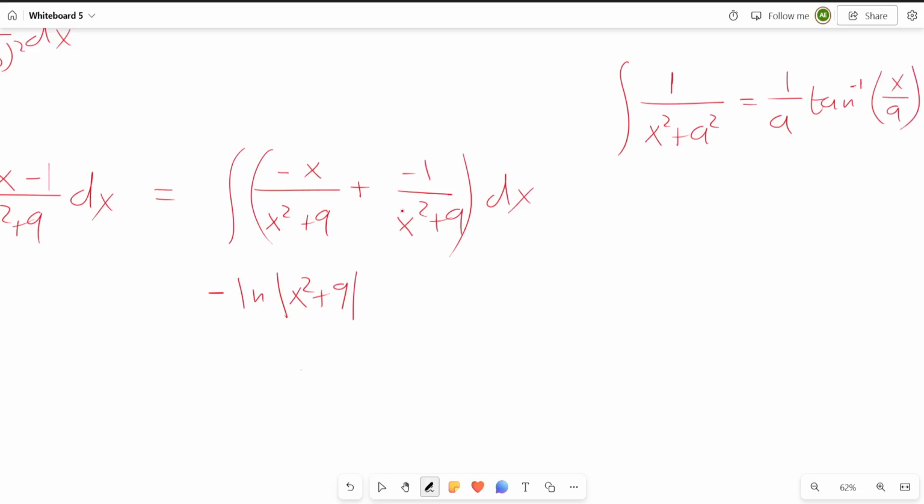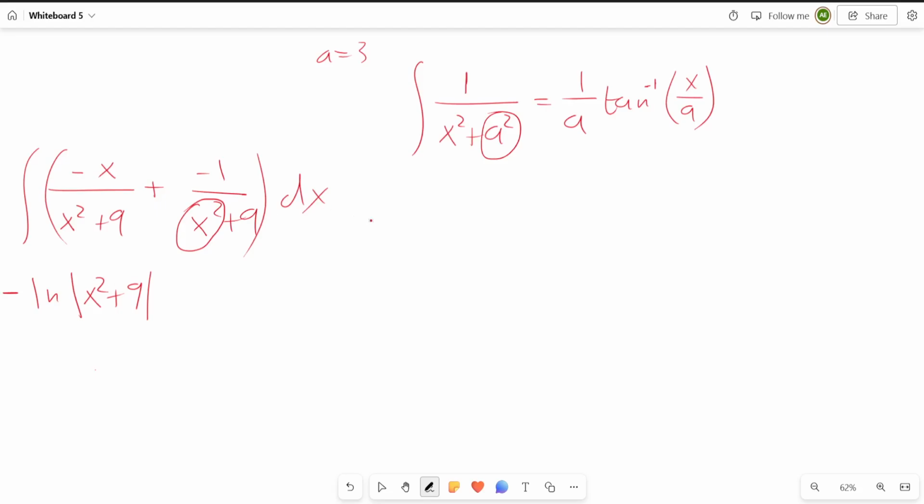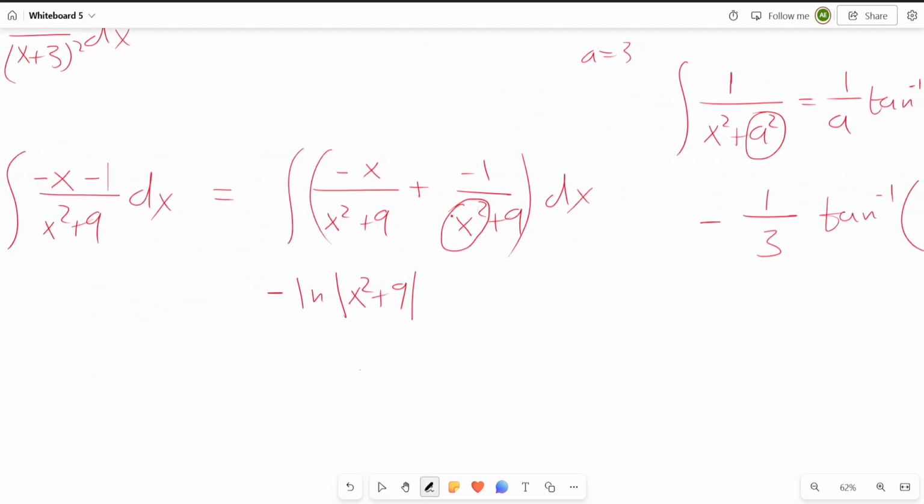So over here I can say that I have an x squared and a squared is 9, so a is basically 3, right? So I can do the substitution, and this term over here is going to equal minus, because of this minus over here, 1 over, what is a? We said a is 3, and then tan power negative 1 of x over a, which is 3 as well. So this expression is the integration of the first term, and this is the integration of the second term.